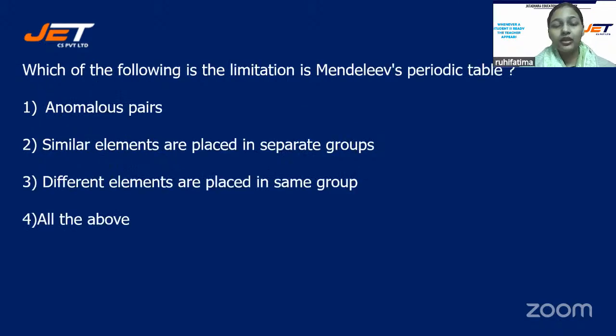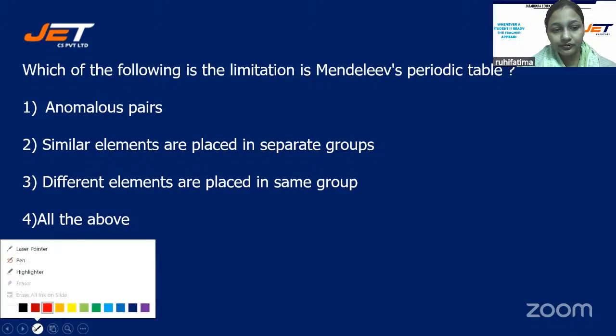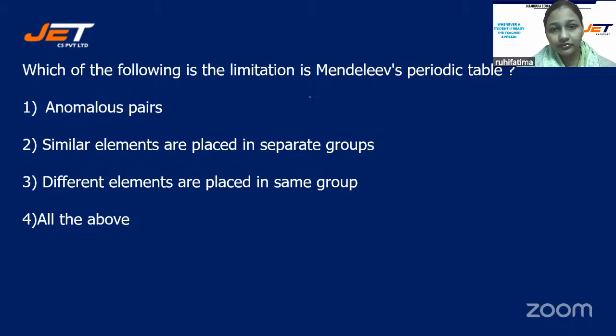Next question. Which of the following is the limitation in Mendeleev's periodic table? By mistake, here I have typed "is", this will be "in", students. There is one typing error. Please ignore this. Which of the following is the limitation in Mendeleev's periodic table?